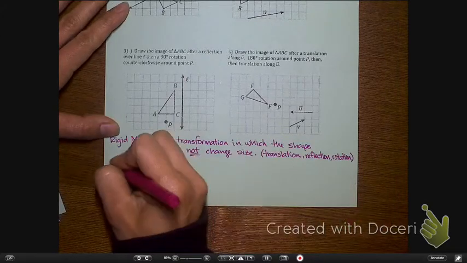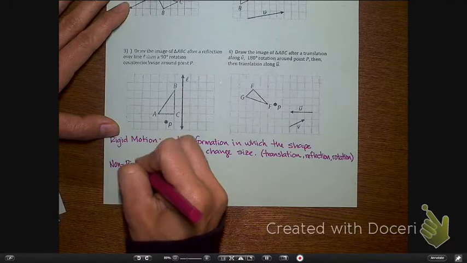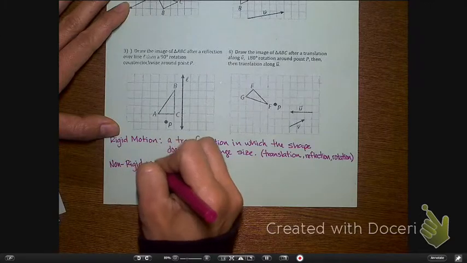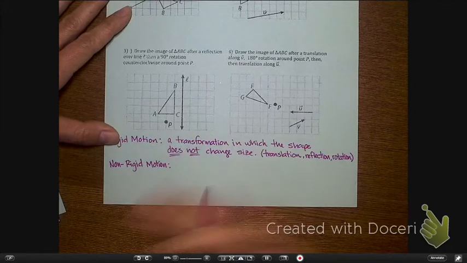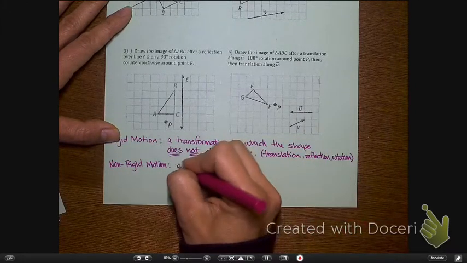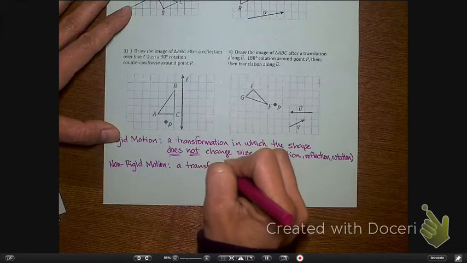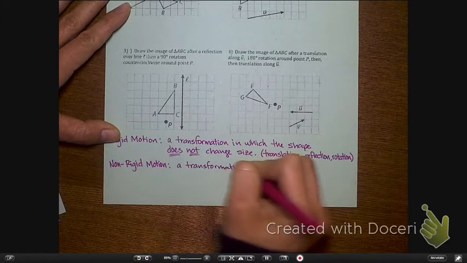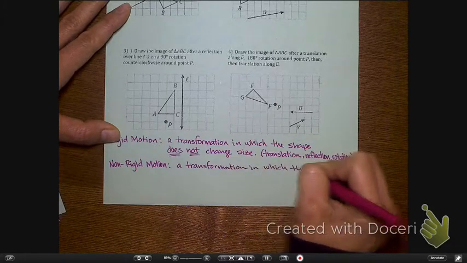We also have what we call non-rigid motion. Okay, if it's non-rigid, that's like the opposite then, right? So non-rigid means a transformation in which the shape changes size.